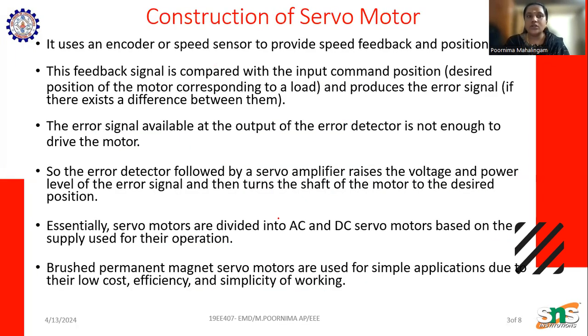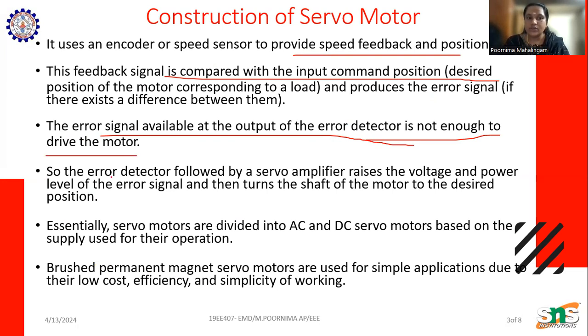Construction-wise, we have feedback and position sensors. The feedback signal is compared with the input signal, and the error signal available at the output is detected, and it is not enough to drive the motor. So we have a servo amplifier, which raises the voltage and power level of the error signal. Servo motors are divided into AC and DC servo motors based on the supply used for the application.